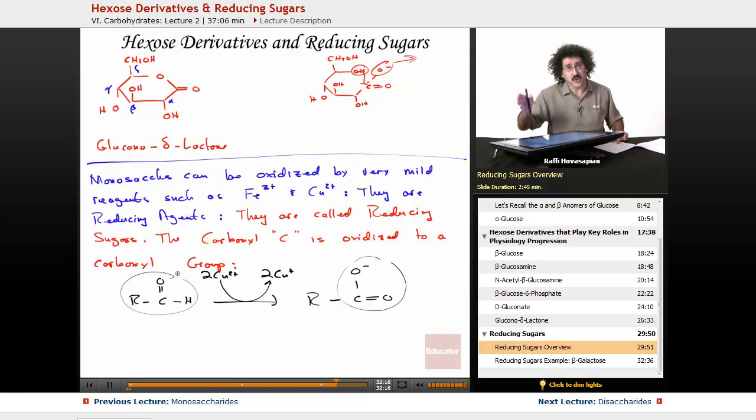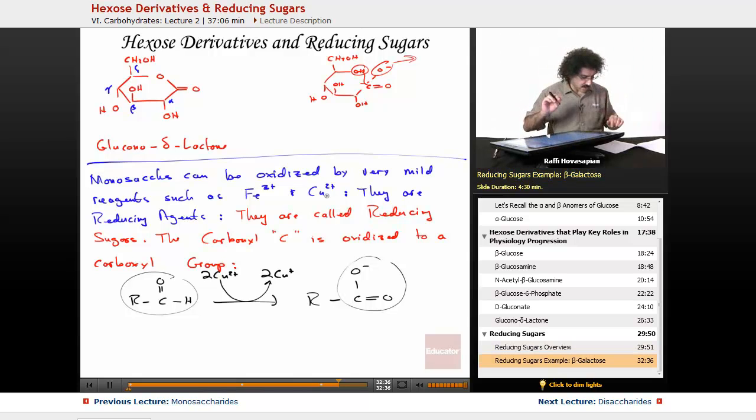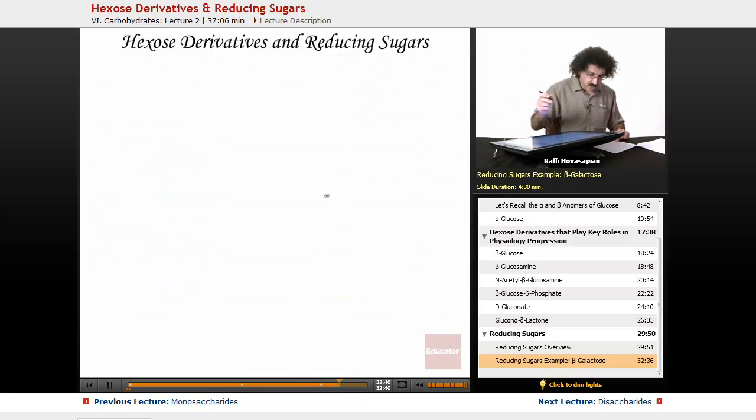So we call them reducing sugars because they're capable of being oxidized by iron ion and copper ion. As such, we call them reducing sugars because they're reducing agents. That whole oxidation reduction thing, calling them reducing agent, it still confuses me. I just think in terms of oxidation, but they're called reducing sugars. Okay, let's go ahead and draw out the reaction in full form.